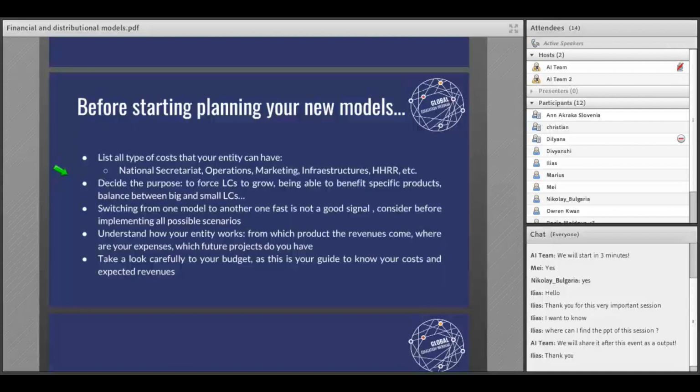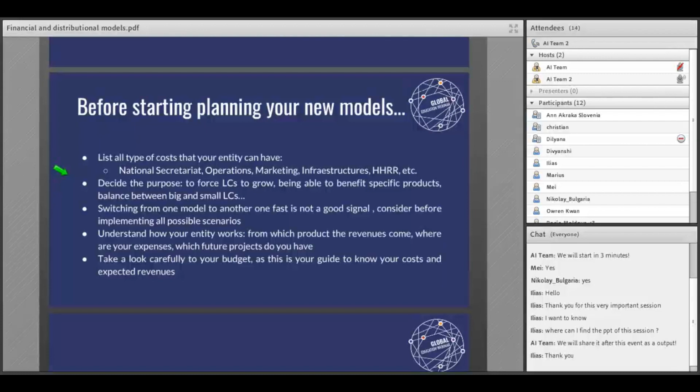Next is that this would be able to benefit specific products. Why? Because this is related to the budget, and there are different parts in the budget which are investments, marketing, operations, and other events and projects, which would of course relate to improving and marketing our products.